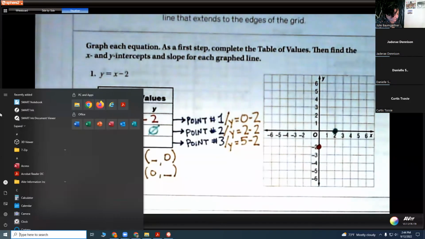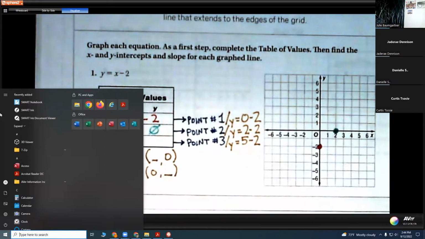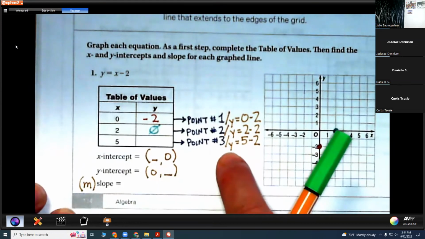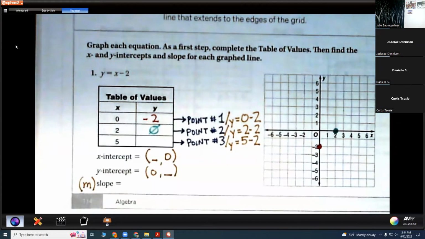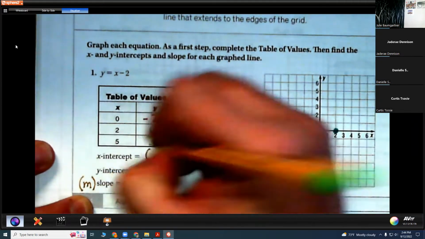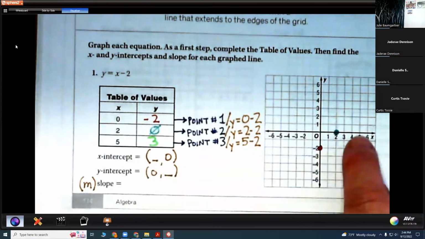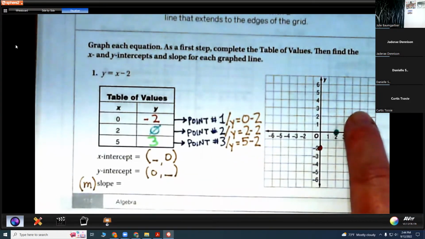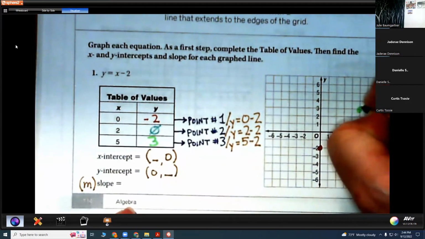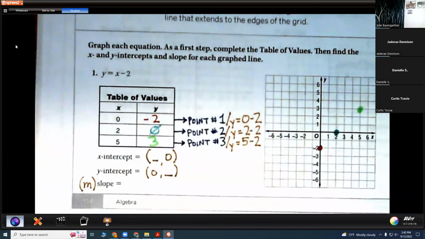And when x is 5, then y is 5 minus 2, which is 3. So positive 5, 3. And we would just connect the dots.